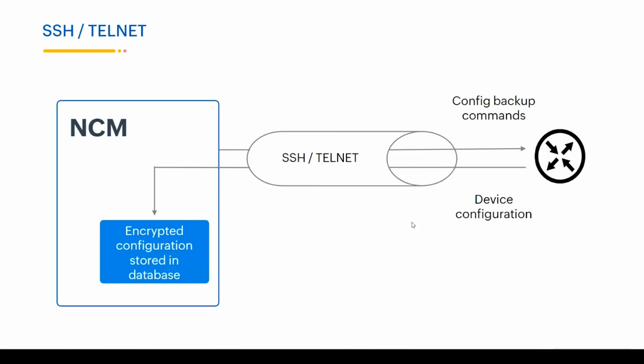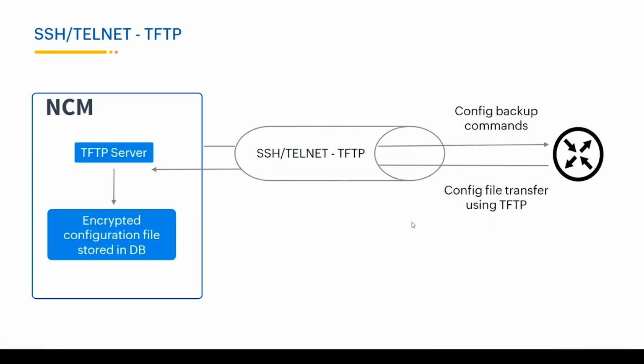Now let us take a look at the configuration backup using SSH Telnet with TFTP protocol. NCM also comes along with a built-in TFTP server. For this method, NCM sends a configuration backup command to the device, and the device transfers the configuration file using TFTP. This file is then sent to the TFTP server, where it is encrypted and stored in the NCM database.